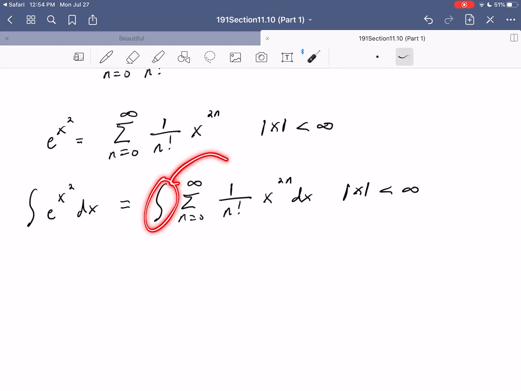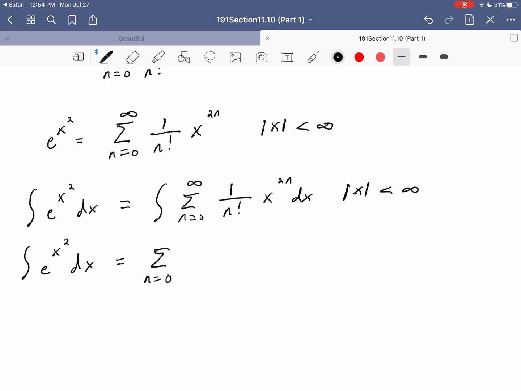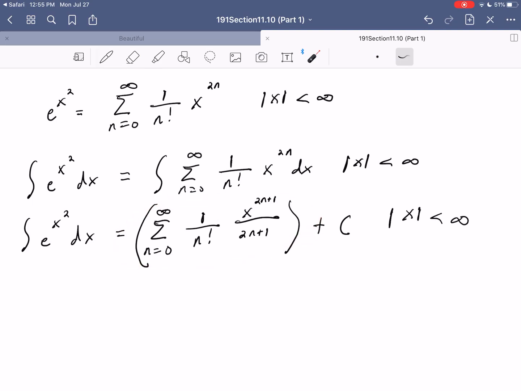Okay, we know that this integral distributes over the infinite sum, so we can say that the integral of e to the x squared dx is equal to the sum n equals 0 to infinity, 1 over n factorial. Integrate this, add 1 to the exponent, so x to the 2n plus 1, divided by that new exponent, 2n plus 1. Put all that in parentheses, add your constant. And there we go. It might not be the nicest, cleanest form, but we now have an antiderivative of e to the x squared dx.